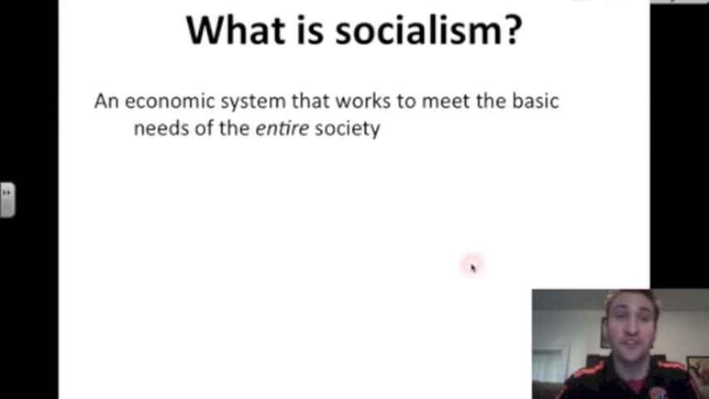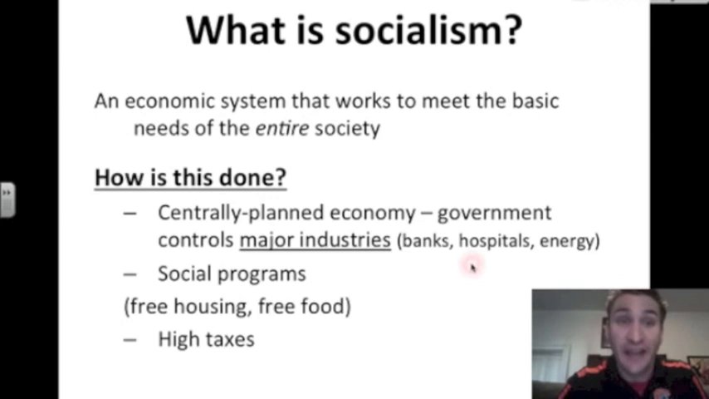What is socialism? Socialism is an economic system that works to meet the basic needs of an entire society. How is socialism done? Well, there's a centrally planned economy in which the government controls major industries. The government might control the banks, or all of the hospitals, or all of the energy companies.